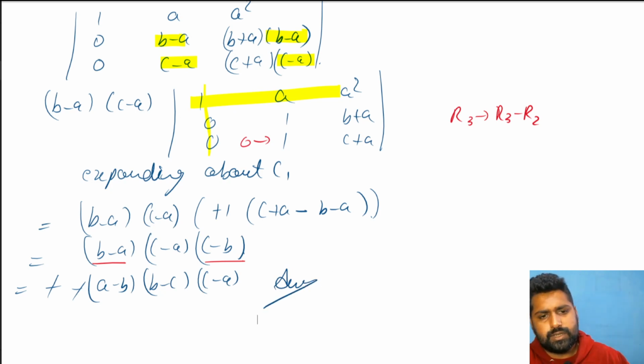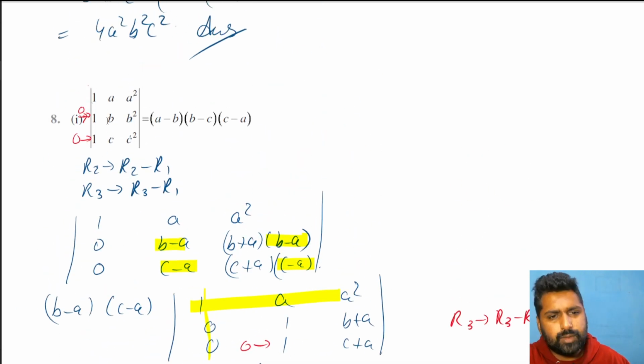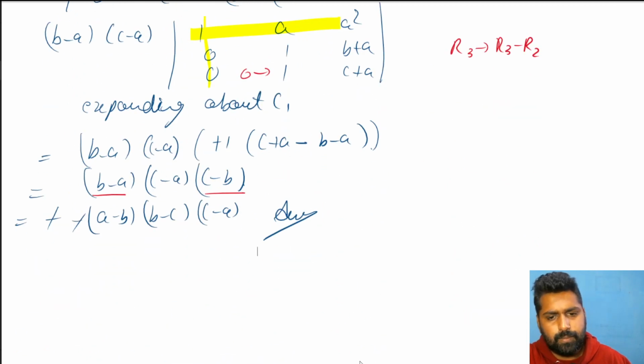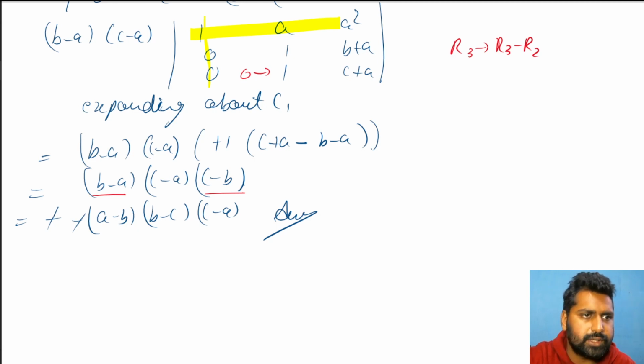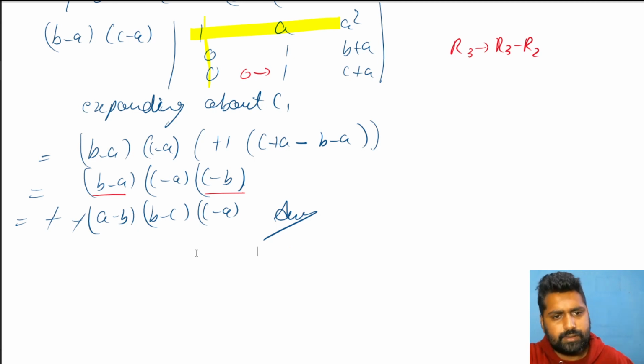Okay, that's your answer. Actually, it was a proof question, but still. So for 1 a a square, 1 b b square, 1 c c square, these kinds of questions, directly the result is a minus b, b minus c, c minus a. All right. Let's see the next.